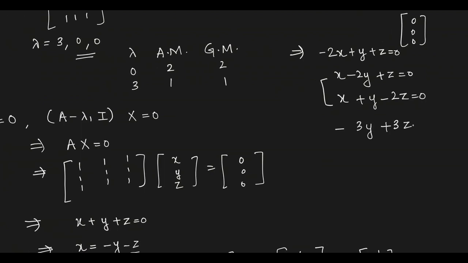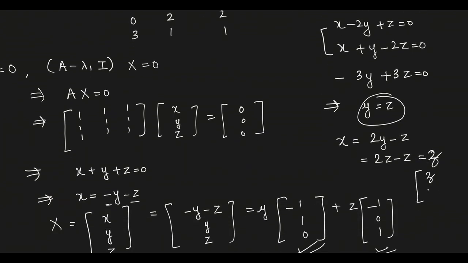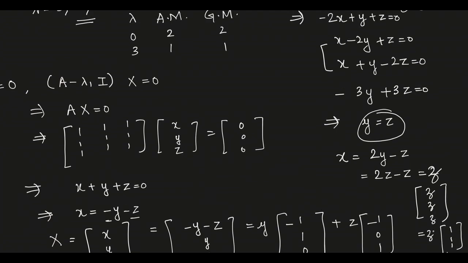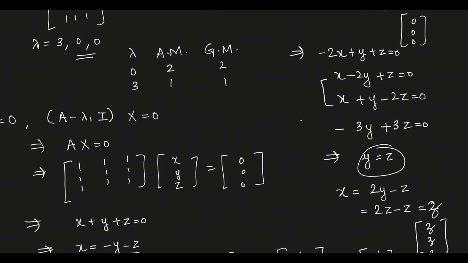Minus 3y plus 3z equal to 0, so y equal to z, so x will be 2y minus z, 2z minus z, so z only. So the eigenvector will be z, z and z. If I take z common, then it will be 1 1 1. So I will get only one linearly independent eigenvector. So that's why GM is 1.